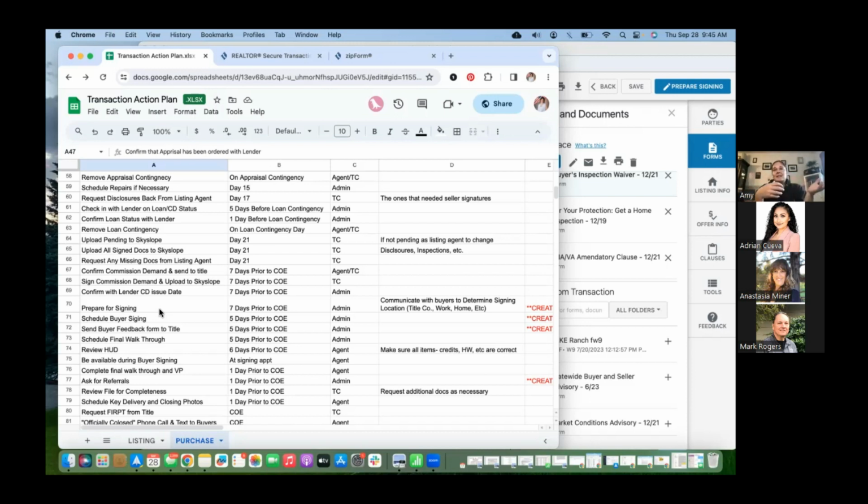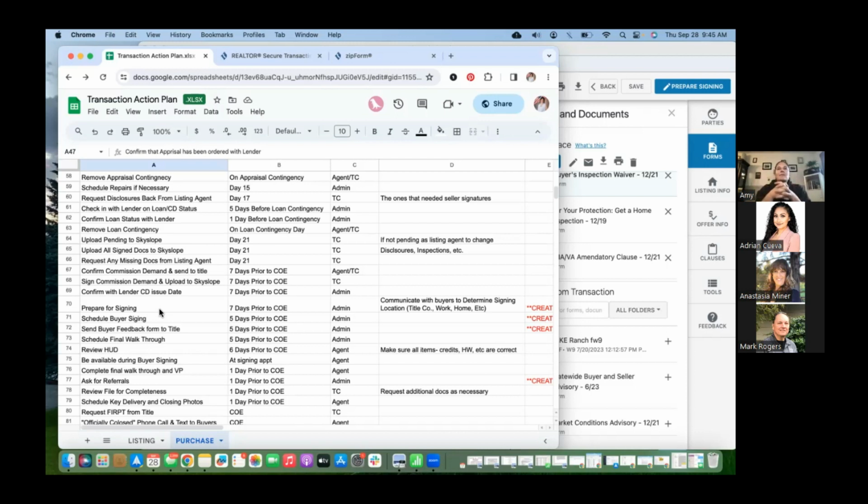Oftentimes, if you sign at the title company, it's a little less expensive because you don't have a mobile notary, but you can do it either place. Where would you like to sign? If they're like, oh, well, we can sign during business hours at the title company, or, well, we're really busy at work this week, so can we sign at home in the evening, right? Perfect, no problem. If you don't know their home address, get that, or if they have a special address that they want to sign, just confirm the address.